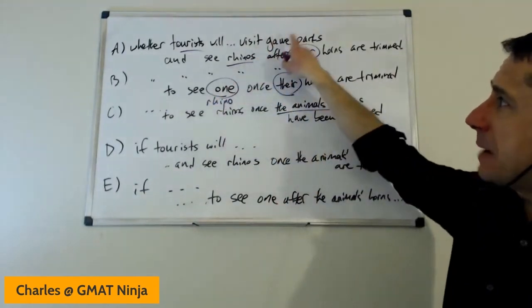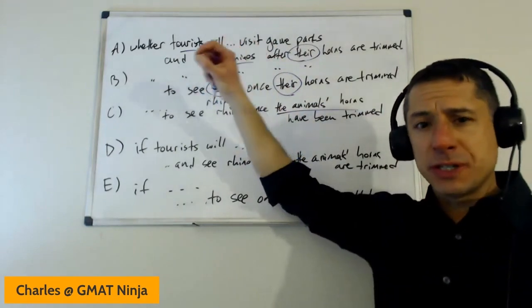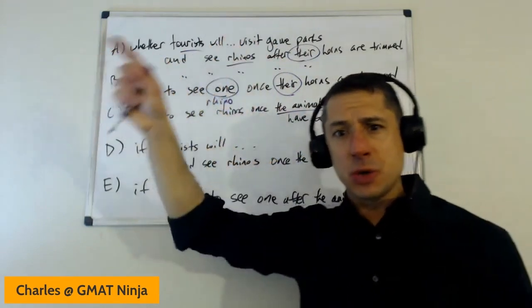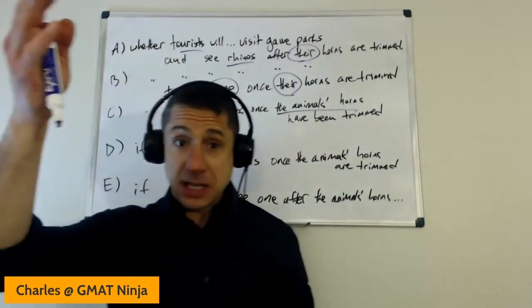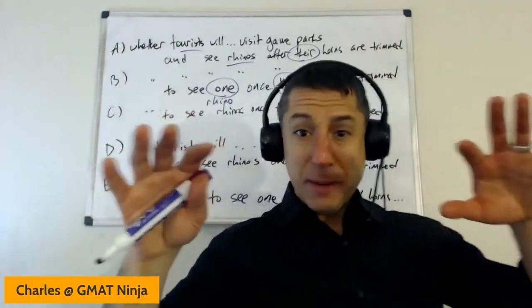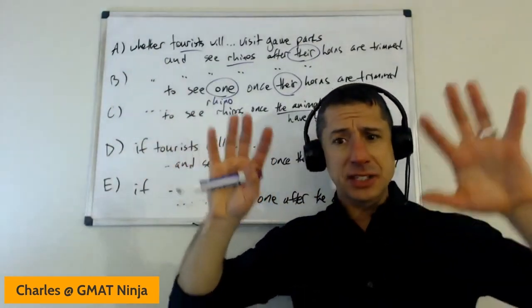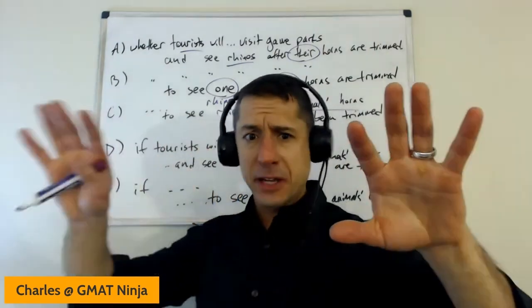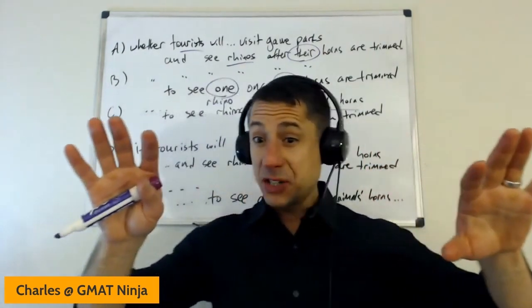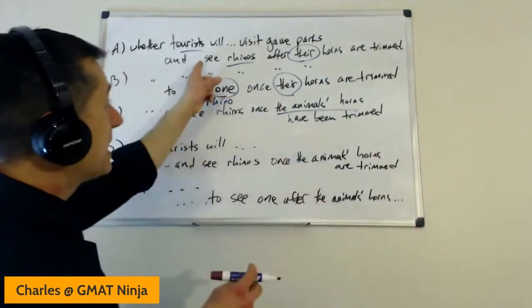You got some other minor issues in here. Whether tourists will visit game parks and see rhinos. So the tourists are doing two things, visiting game parks, and tourists are also seeing rhinos. That sounds good. Sounds parallel. It is parallel. The question is, should it be? I would argue that it shouldn't, because then it sounds like it's two equal weight actions that are separate from each other. So tourists visit game parks over here, and then they go see rhinos over there in a zoo, not necessarily in the same place.